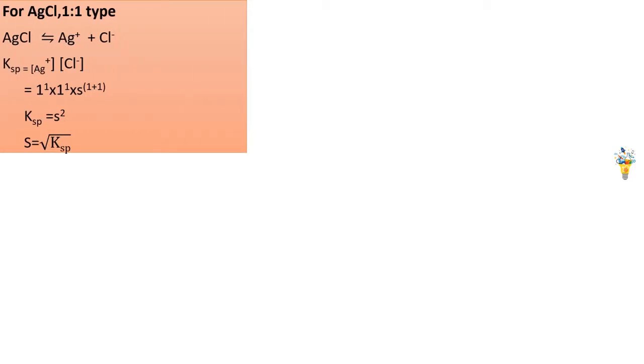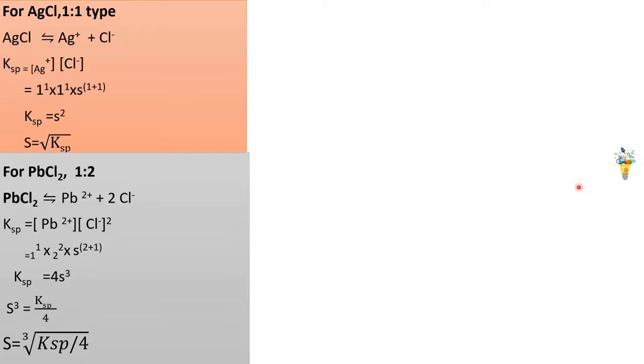Let us move into the writing of solubility product for various types. For silver chloride, it is a 1:1 type. This will dissociate to give Ag plus and Cl minus ion. So the solubility product is Ag plus and Cl minus ion. Writing the molar solubility in this case, cation power 1 and anion power 1, S power 1 plus 1. So Ksp is equal to S square, and S is equal to square root of the solubility product Ksp.